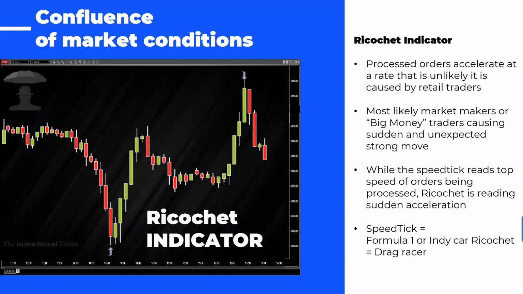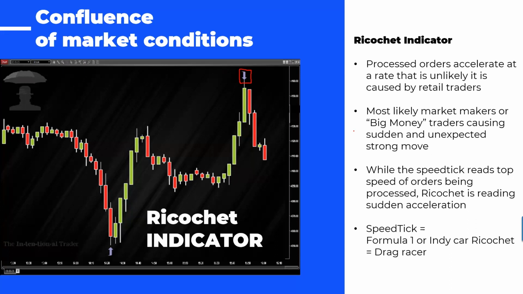Ricochet. So you remember the speed tick. Well, this was kind of a byproduct of the speed tick, and the speed tick reads the speeds of the order being processed. The ricochet reads the acceleration of the orders being processed. The ricochet may not read the top speed, like let's say the top speed for generating a speed tick is 100 miles an hour. The ricochet may only get up to 80 miles an hour.